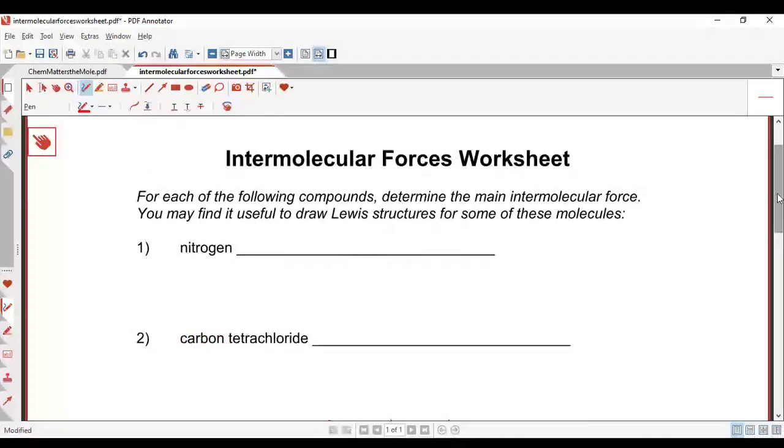And on this sheet, you will see that you want to determine the main intermolecular force, and that means the strongest one. But please list all the forces that you know will be present, but identify the strongest of the ones that are present. Okay, so good luck on this.